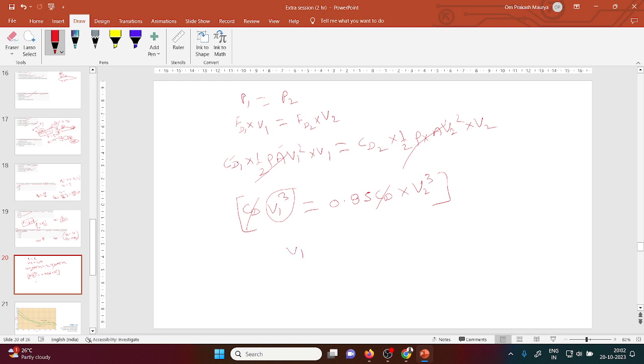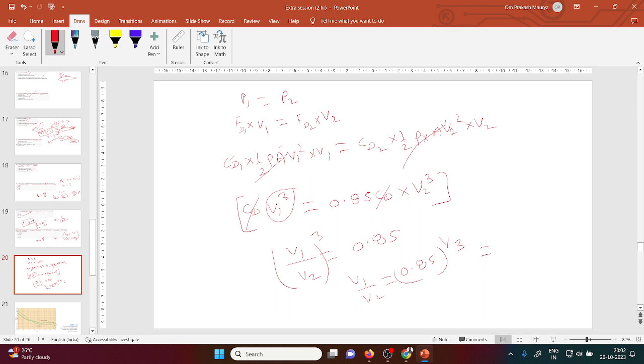So your V1 divided by V2 is equal to what? By Q, 0.85. So V1 by V2 is equal to 0.85 power 1 by 3. How much?